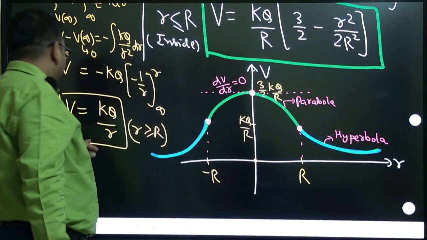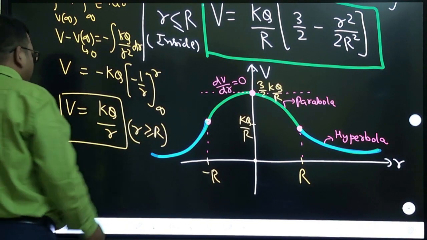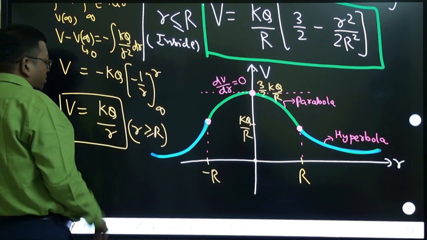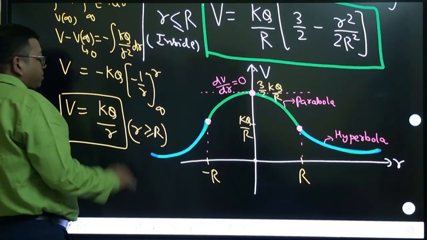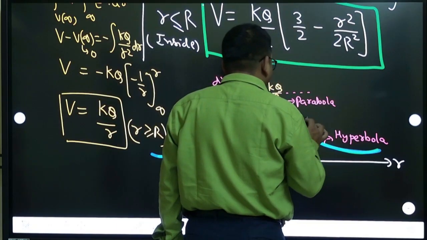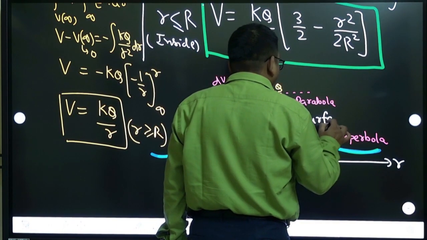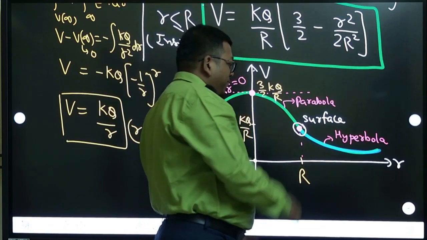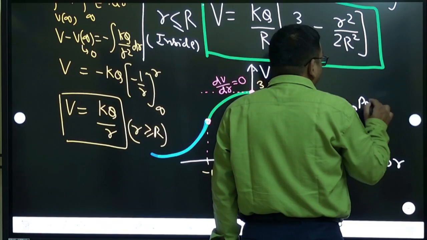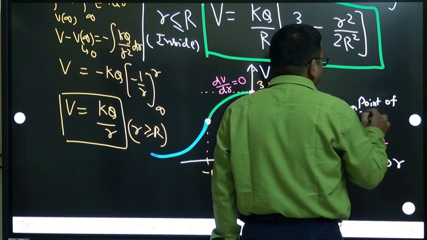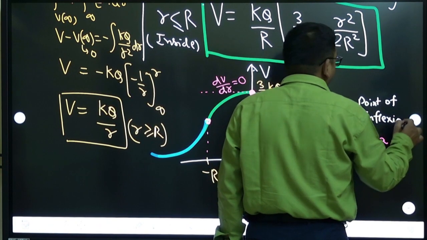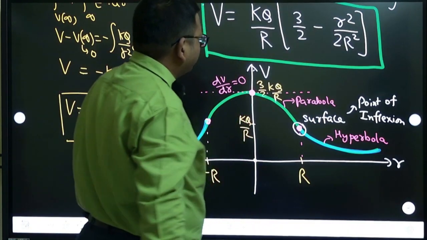And here, differentiation of 1 by r gives minus 1 by r square. Again differentiating gives minus minus, so positive comes. Positive means concave. So this point, the surface, is where the shape of the graph changes. This point is called the point of inflection.